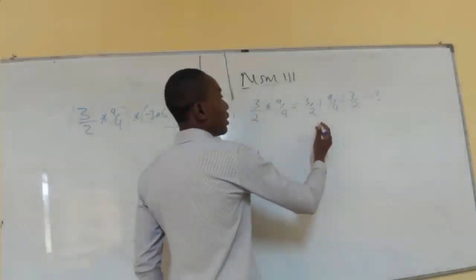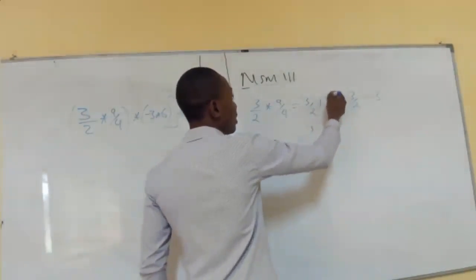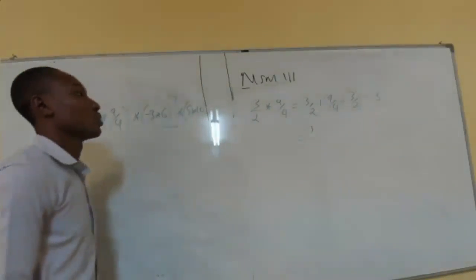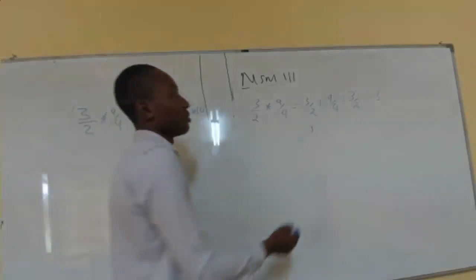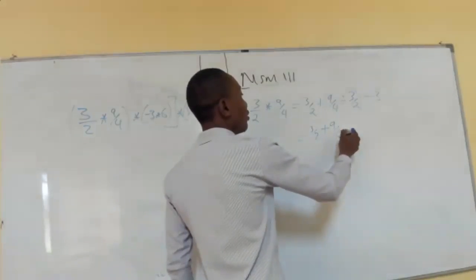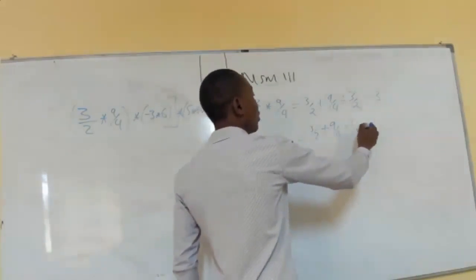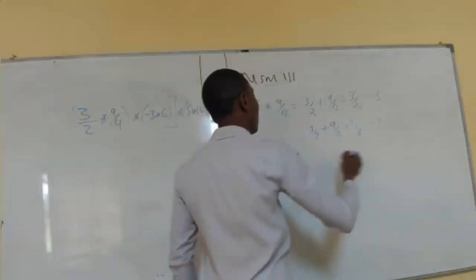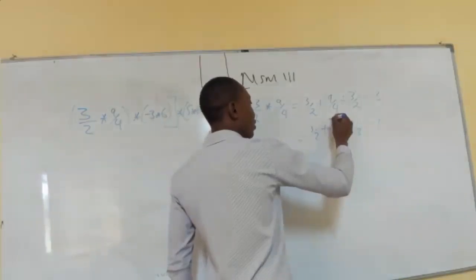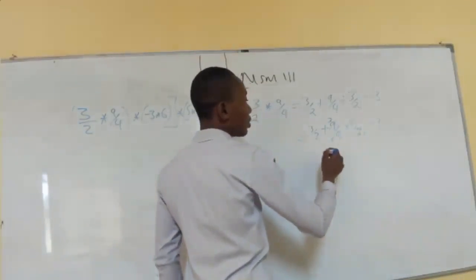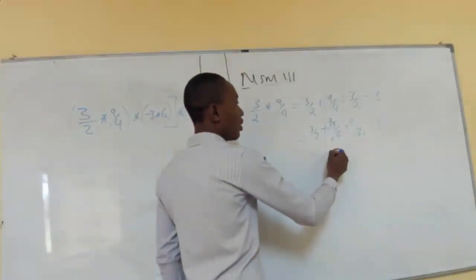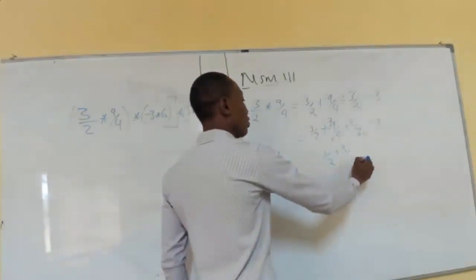So from here we are going to have 3 over 2. Remember, this one was first, right? So BODMAS gives respect to division, multiplication, addition, and subtraction. So 3 over 2, then plus 9 over 4, then multiplied by 2 over 3. Okay, then subtract 3. So if you look at what has remained, we have 3 over 2 plus 3 over 2 minus 3.